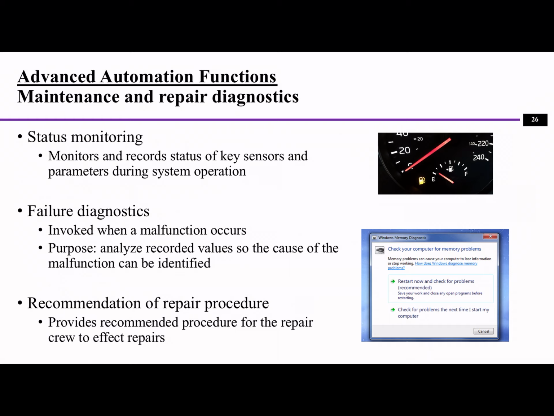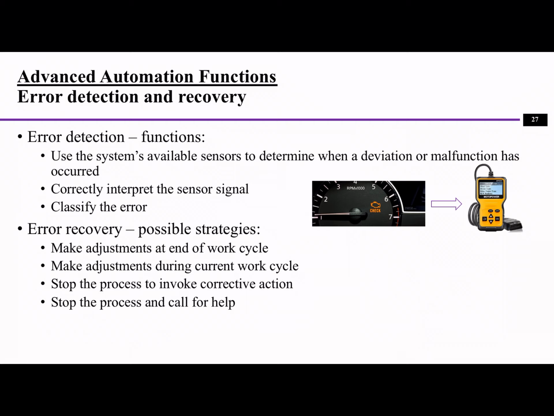A typical one is what we often see in our computer's Windows operating system. When something happens, it says, okay, check this and check that, and then it will automatically check one thing after another, detect what the problem is, and give you some suggestions on how to solve it, right? So it's the same with an automation system in production. And it can also detect some of the errors and create recovery mechanisms in the system.